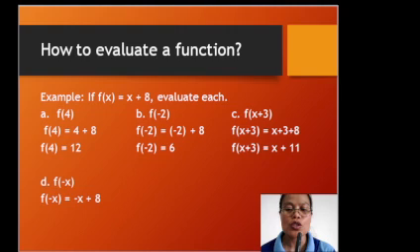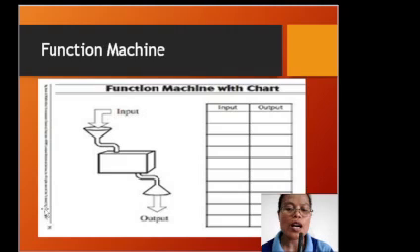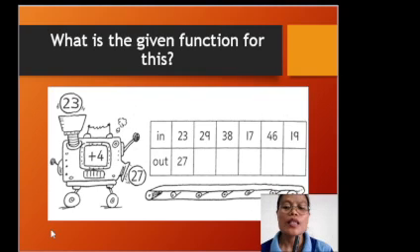Now look at this function machine. We have here the input, then the function machine at the center, and we have the output. So we will consider that the x is the input and the y is the output. Now, what is the given function for this? So we have the input 23, 29, 38, 17, 46, and 19. And we are going to get the output. And here, the function machine is plus 4. So we need to add 4 to everything.